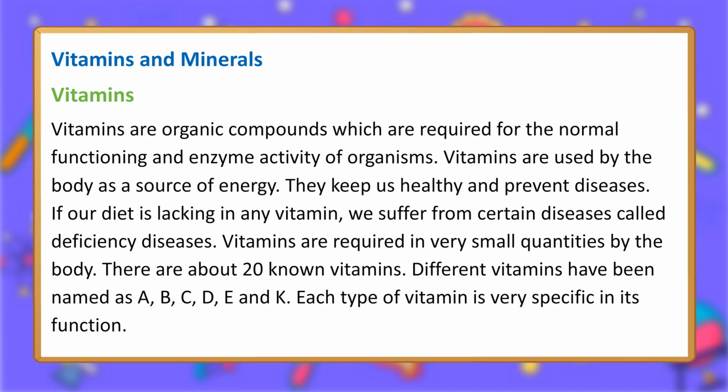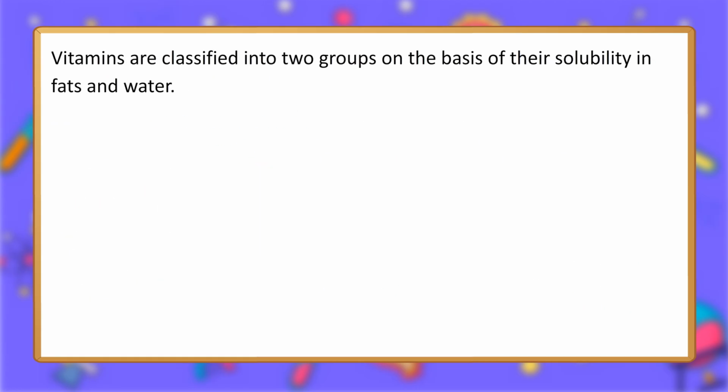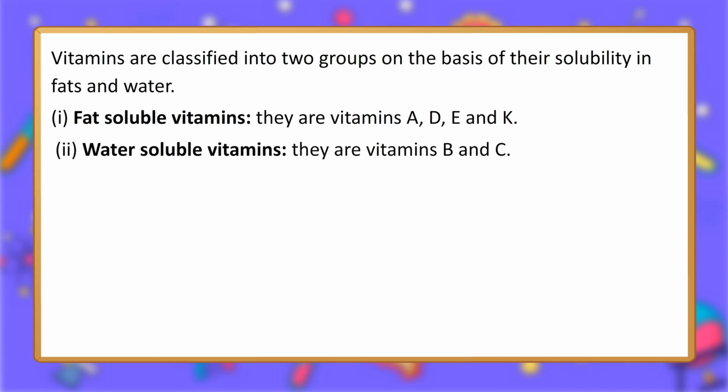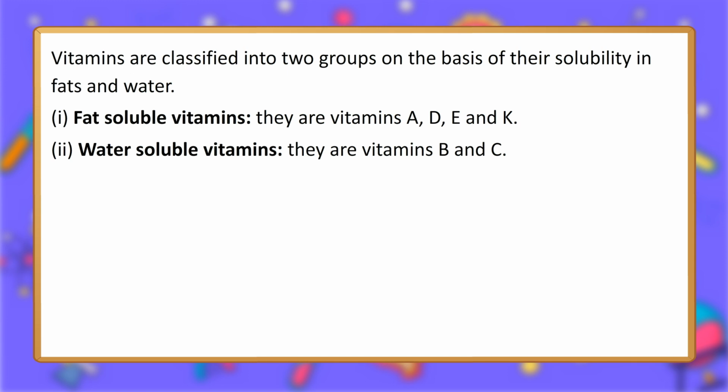There are about 20 known vitamins. Different vitamins have been named A, B, C, D, E and K. Each type of vitamin is very specific in its function. Vitamins are classified into two groups on the basis of their solubility in fats and water. Fat-soluble vitamins are vitamins A, D, E and K. Water-soluble vitamins are vitamins B and C.